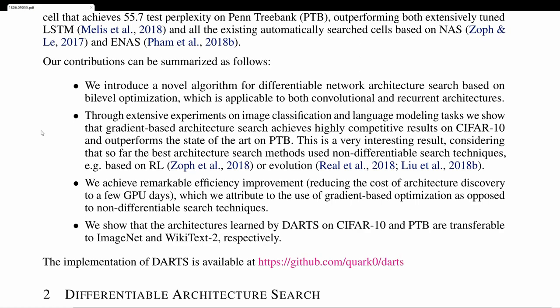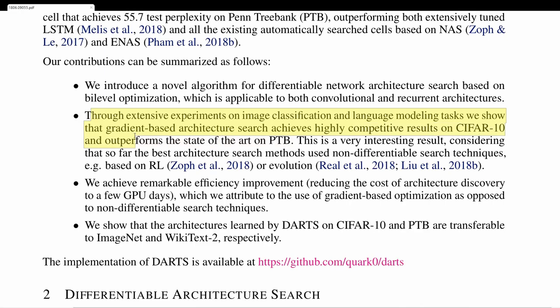Our contributions can be summarized as follows. We introduced a novel algorithm for differentiable network architecture search based on bi-level optimization, which is applicable to both convolutional and recurrent architectures. Through extensive experiments on image classification and language modeling tasks, we show that gradient-based architecture search achieves highly competitive results on CIFAR-10 and outperforms the state of the art on PTB.